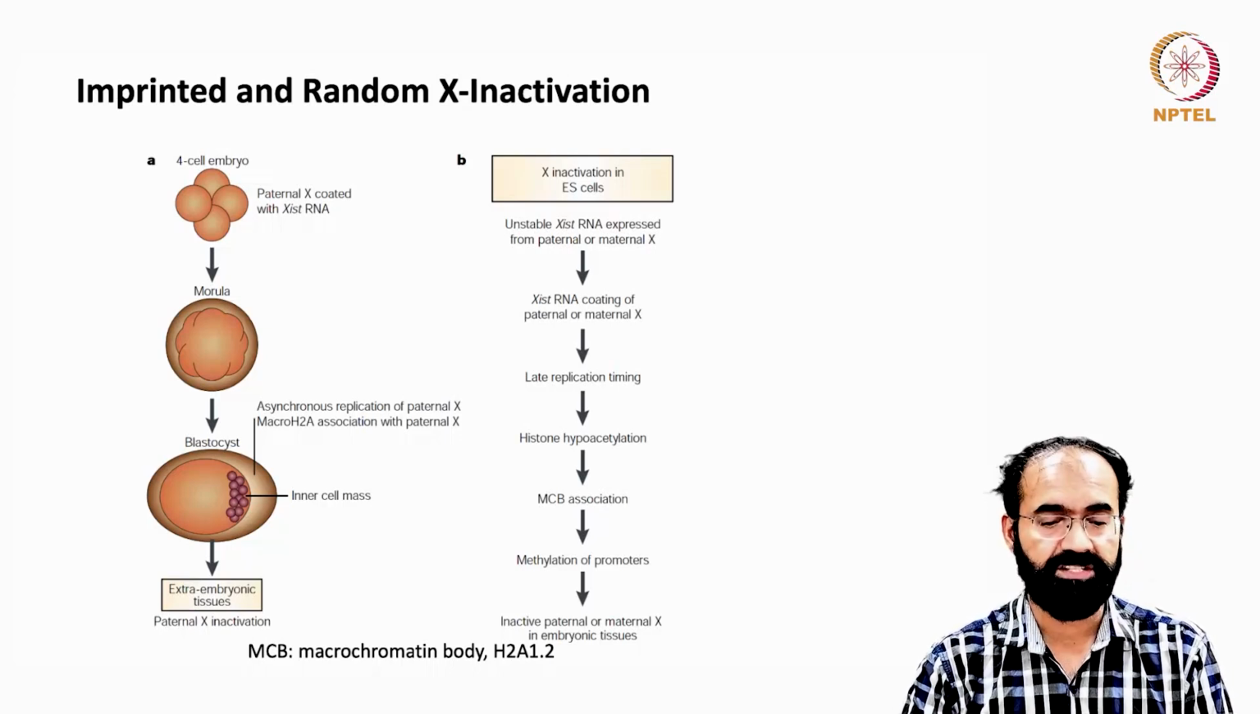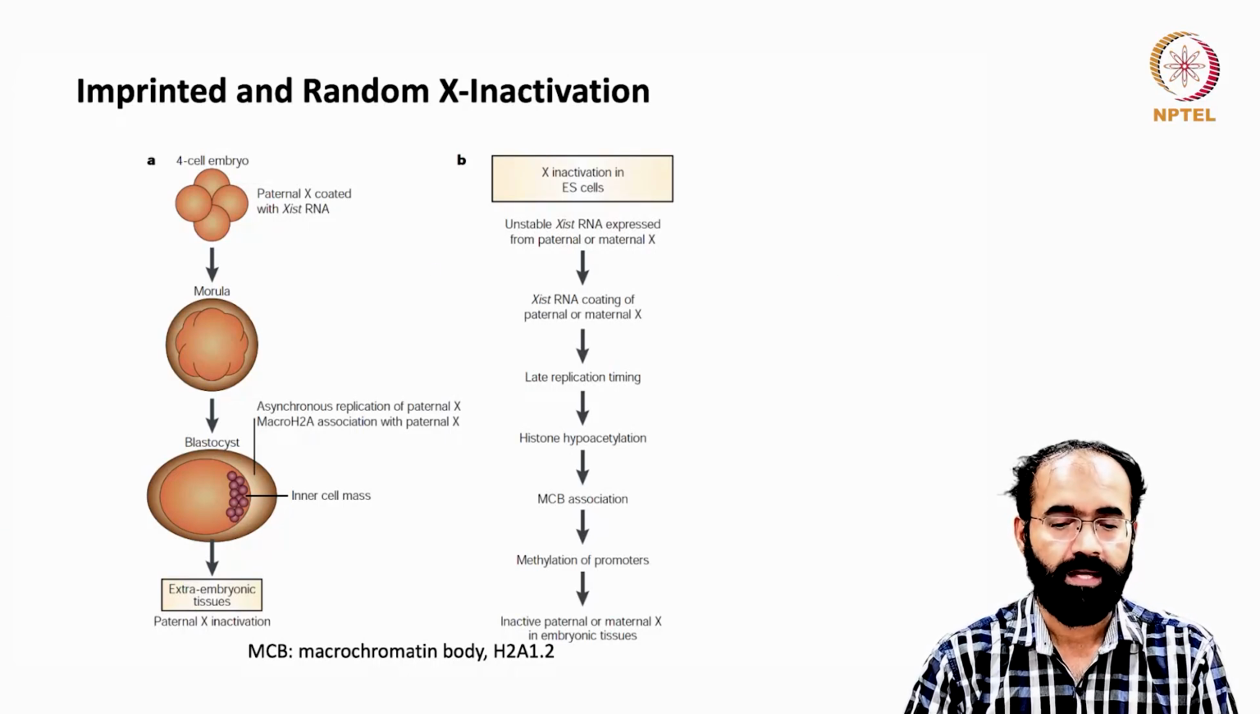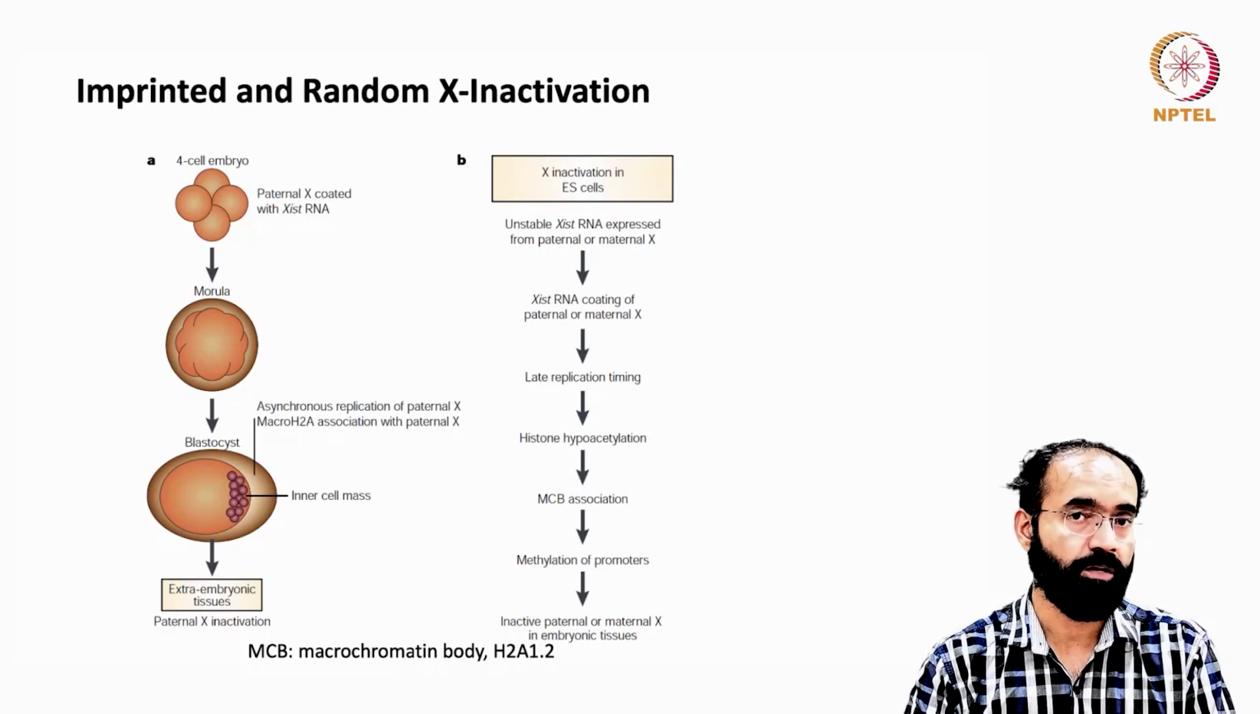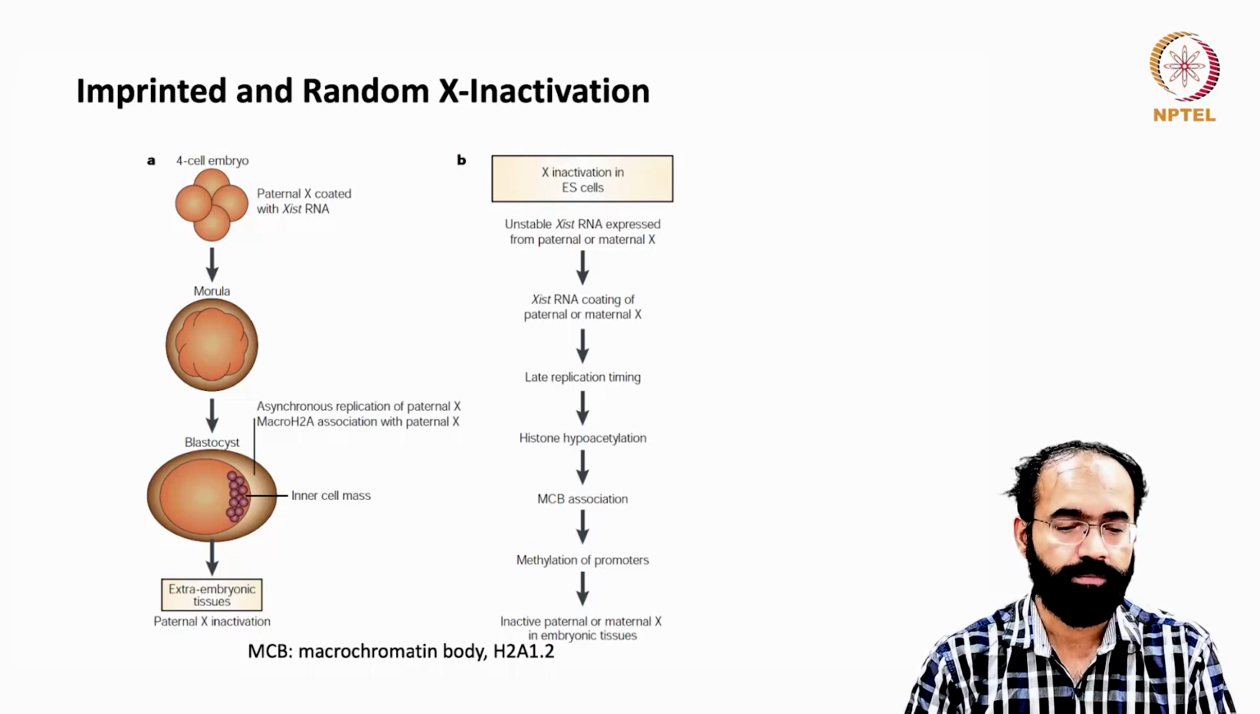At the blastocyst stage, which is a stage in the blastula phase, asynchronous replication of the paternal X chromosome takes place. And macroH2A, which is the histone associated with the inactive X chromosome, is seen in association with the paternal X until the blastocyst stage, and it will continue further for some more time.